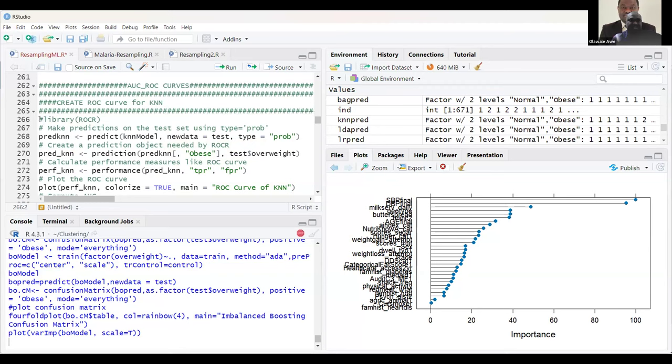For instance, for KNN, we predict using the test data with type equals probability, and then we create a prediction object. This is the prediction object where we'll put the predictions. This is the target variable, what we are predicting, with the positive class. Then we calculate the performance measure. This function calculates the true positive rate and false positive rate.